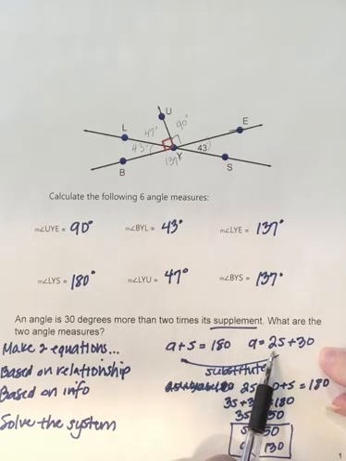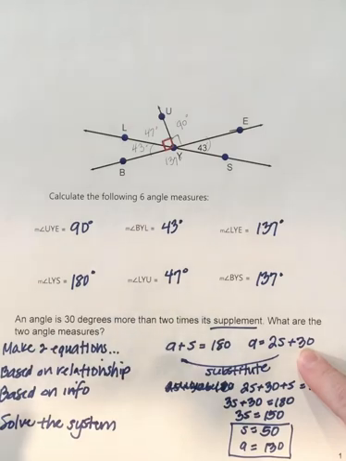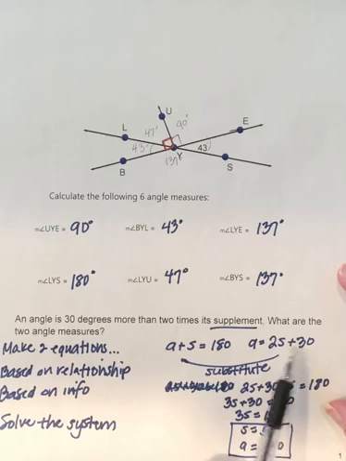Technically, I have to write it in this order because I can't have 30 more than something if I don't have something there first. With addition, the order wouldn't matter. Subtraction, it will. So those phrases more than or less than indicate I have to switch the order a little bit. So this is 30 more than 2 times its supplement.